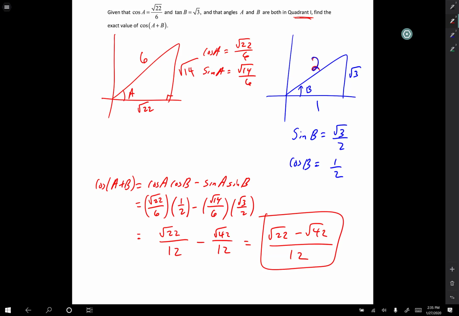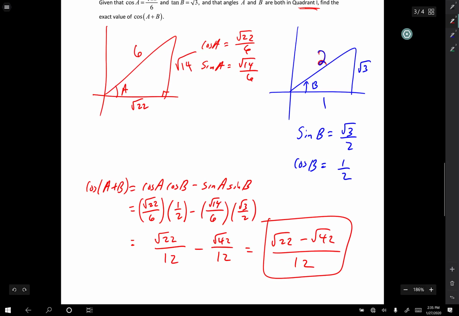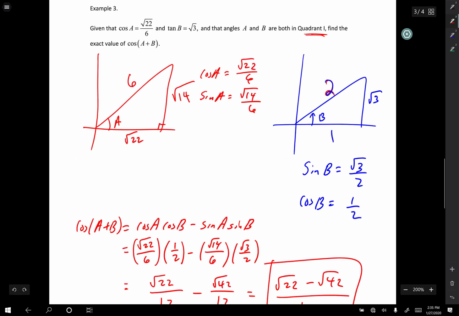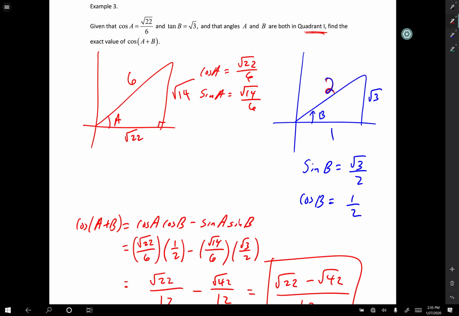I want to know what this value is in decimal, because my calculator is not as fancy as the TI Inspire. So square root of 22 minus square root of 44. I'm going to push enter, and divide that by 12. So keep this number in your head. Negative 0.16190. Do you guys see that number? Okay. I want to know if it's true. I'm going to find angle A, and I'm going to find angle B, and I'm going to add them. I'm going to do cosine of A plus B, and see if I get this number.